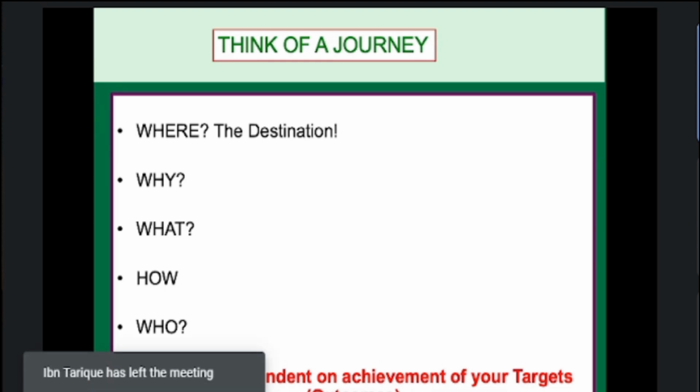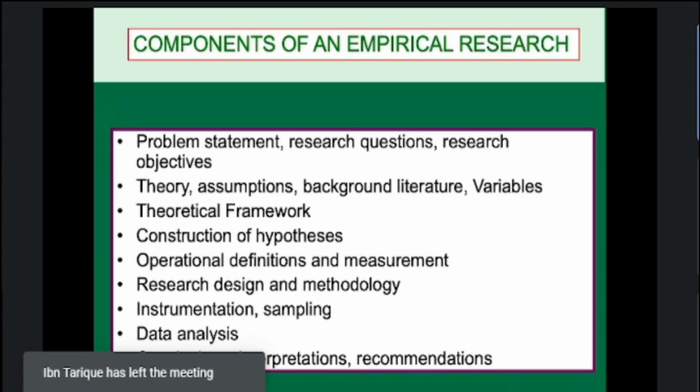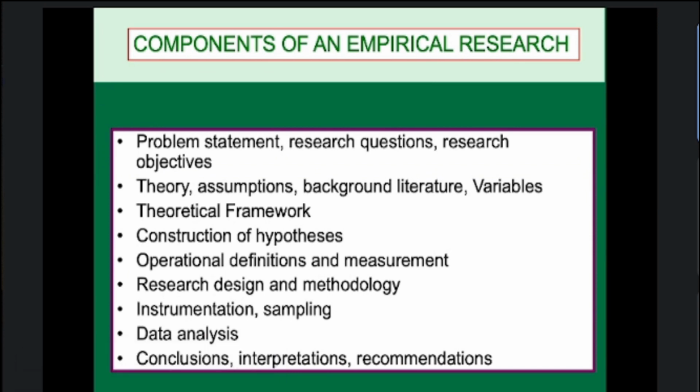Okay. So in a research, these are the elements that we definitely have. We start with a research problem, and then we do a literature review, look at the theories and all that, identify variables, we develop a theoretical framework, we construct hypotheses, and so on. Finally, we end up with recommendations, right? These are the common elements that we have in any empirical research.